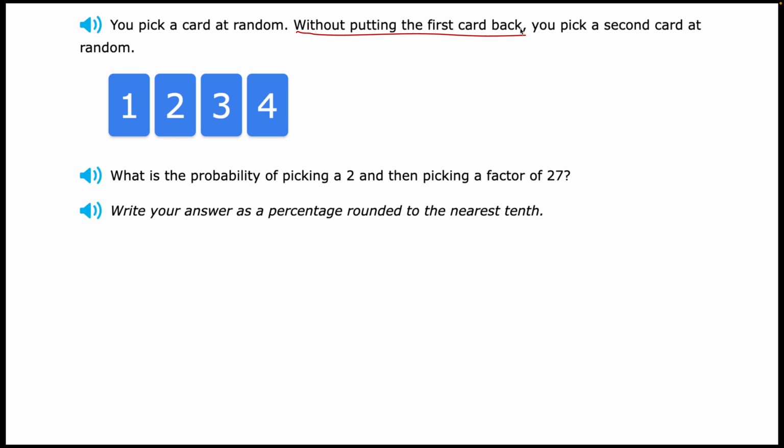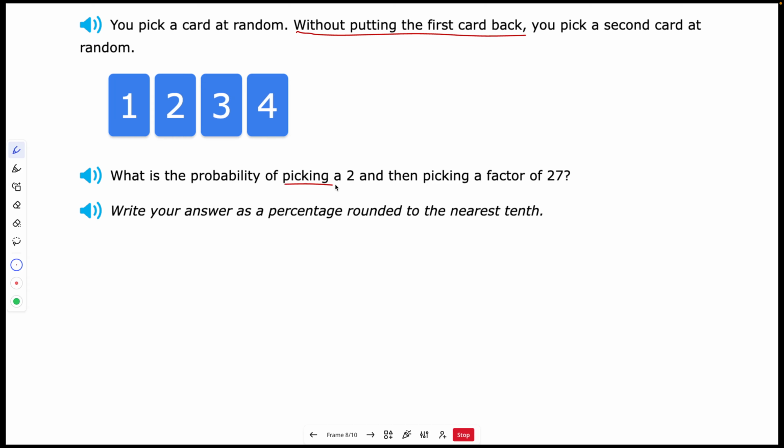At the beginning, we were looking at independent events. When I flip a coin and then I flip a coin again, the first flip does not affect the second flip. It doesn't change the second flip. But here, when you first take a card, and then you don't put it back, that definitely affects the second card pull. All right, so now let's look at this.